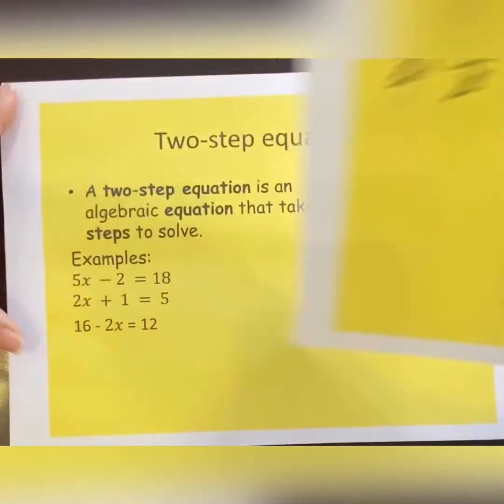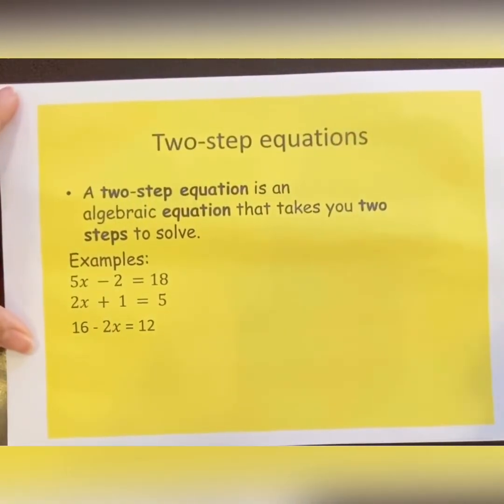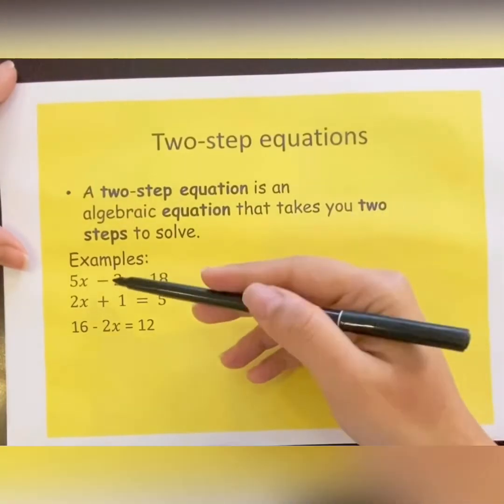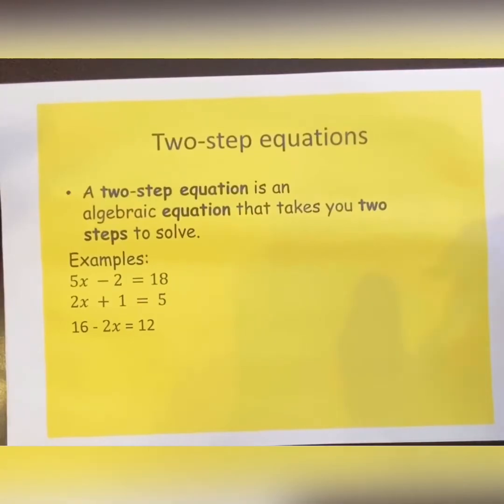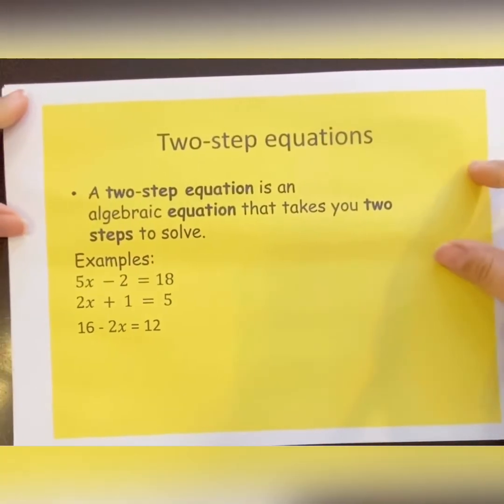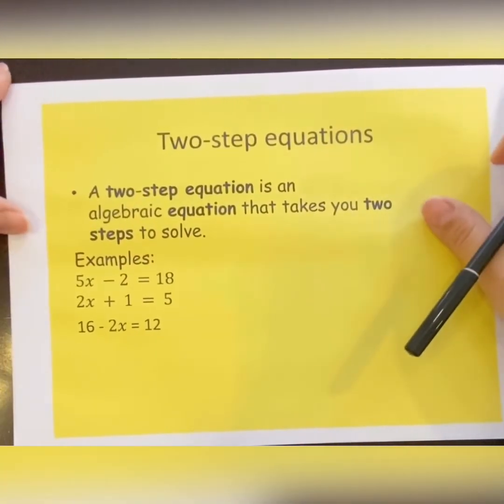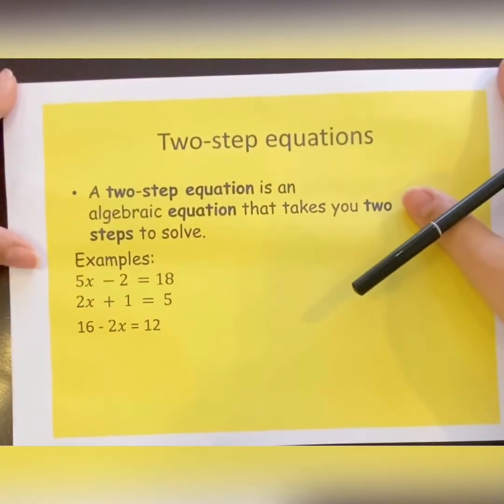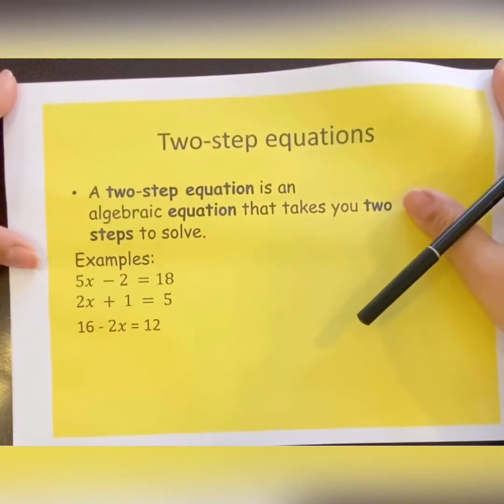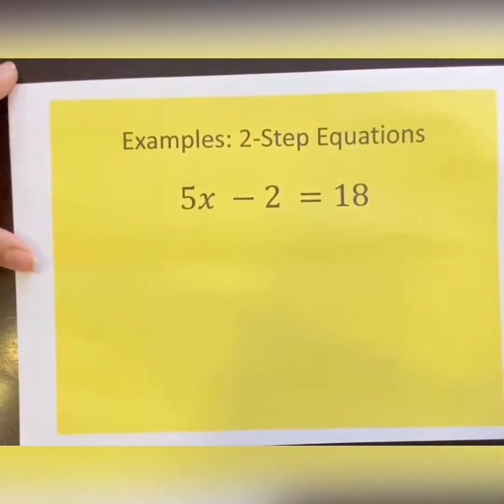Now we're going to move to two-step equations. Two-step equations are equations that can be solved with 2 steps. So these are the following examples: 5x minus 2 equals 18, 2x plus 1 equals 5, 16 minus 2x equals 12. We're going to work on these equations.